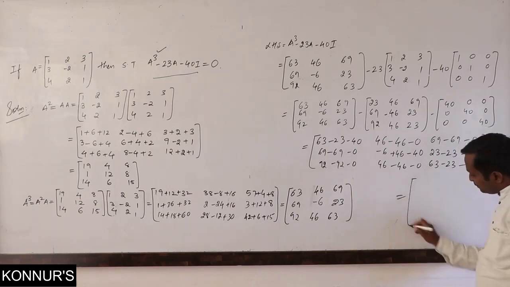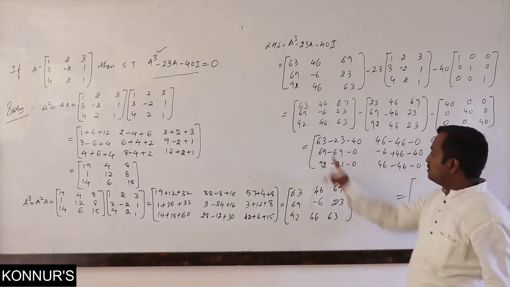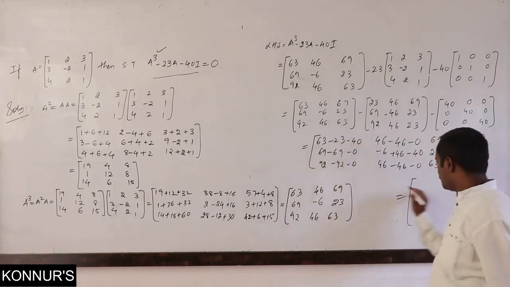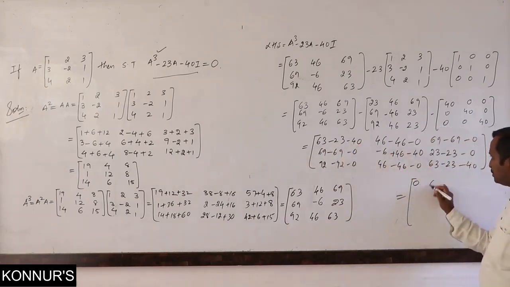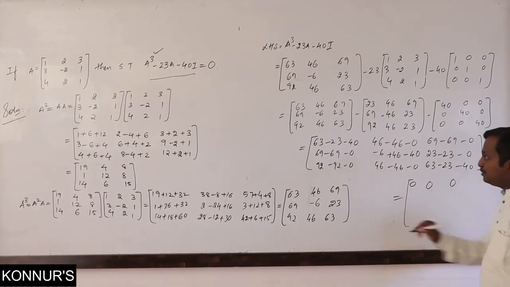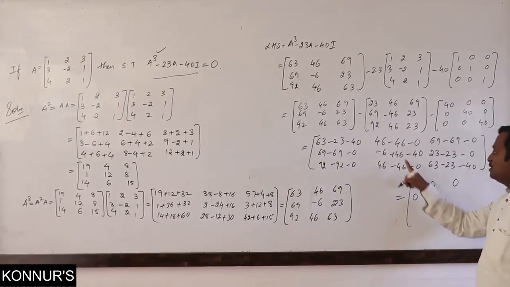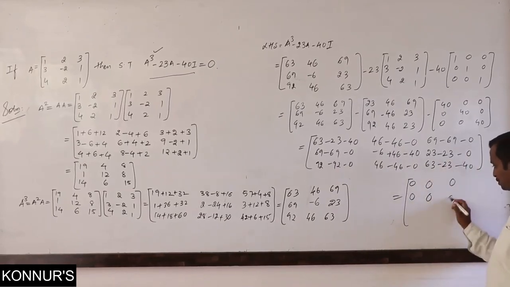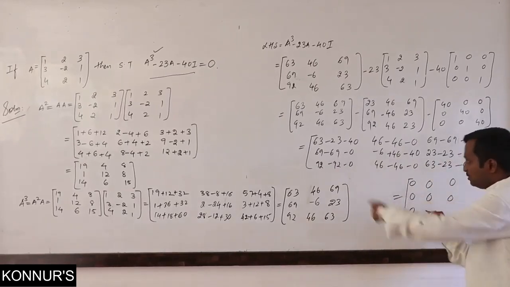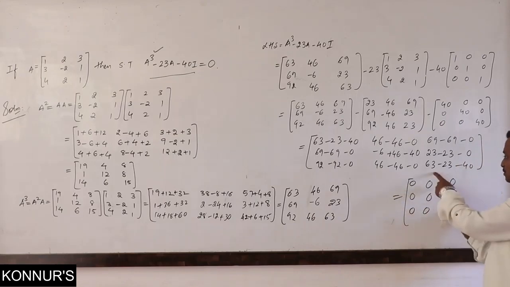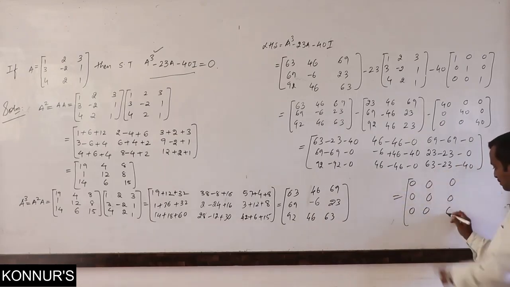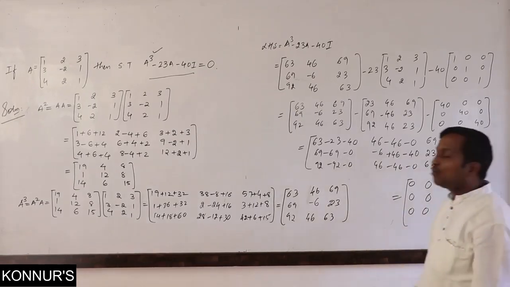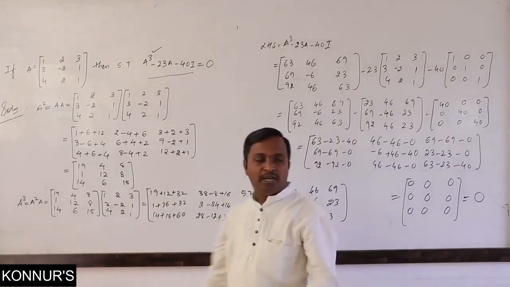And calculate it. You can observe this is minus 23, minus 46, minus 63 plus 63 is 0, 46 minus 46 is 0, this is 69 minus 69 is 0, minus 46 plus 46 is 0. So 92 minus 92 is 0, 46 minus 46 is 0, and minus 63 plus 63 becomes 0. This is a null matrix. Okay. Finally, we conclude it is a null matrix.